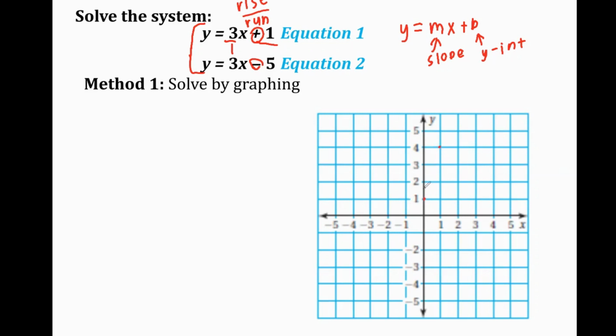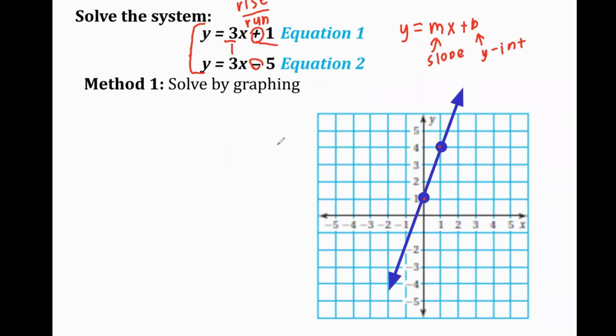And remember that you only need a minimum of 2 points to graph a linear equation. However, you can always do more if you'd like. So I'll go ahead and connect those 2 points with a line. And now that I've graphed our first equation, we can move on to the second one.